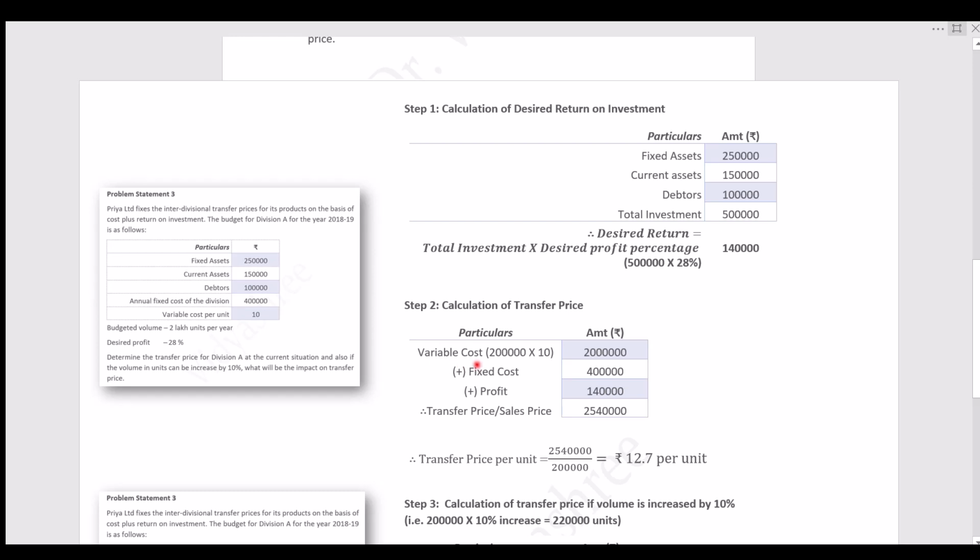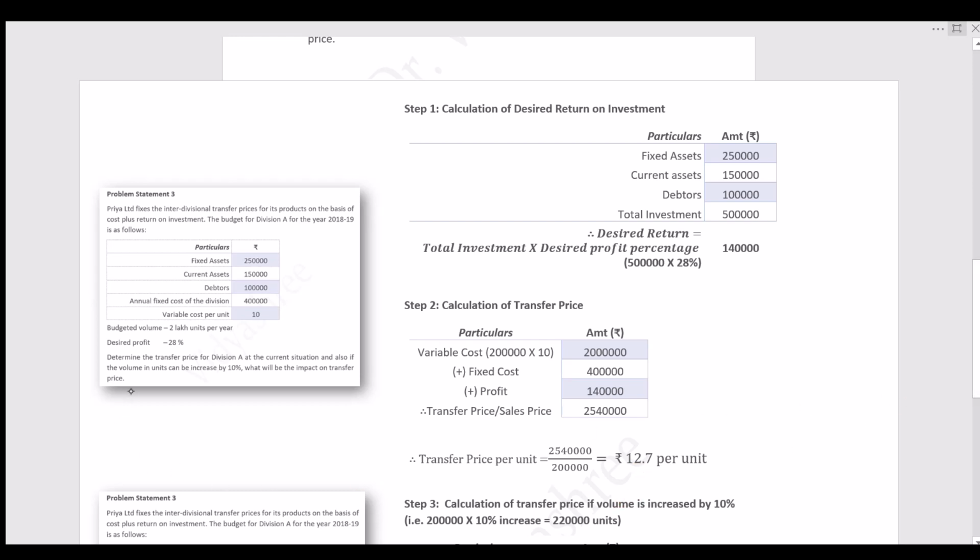Variable cost, obviously it's given in the question, that is 10 per unit. What is the total units manufactured? It's given here, 2 lakh units. So 2 lakh into 10, you got 20 lakh. Then add the fixed cost per year given in the question. Then the profit, which you have just calculated. Add all the three, you will get the transfer price or the sales price. To calculate the transfer price per unit is very easy: you take the transfer price divided by the number of units. The number of units again here is nothing but 2 lakh. You got 12.7 per unit as the transfer price.